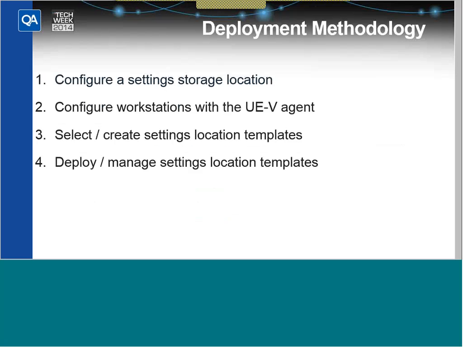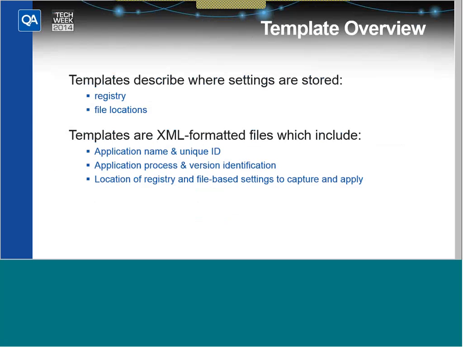Okay, so the next one we're going to look at is selecting and creating the settings location template. Now, I haven't configured the settings location template yet. We're using the default built-in templates. But what I can do is set a location where we're going to store the templates. The templates themselves are basically a list of registry keys and file locations that we are monitoring for this particular application.